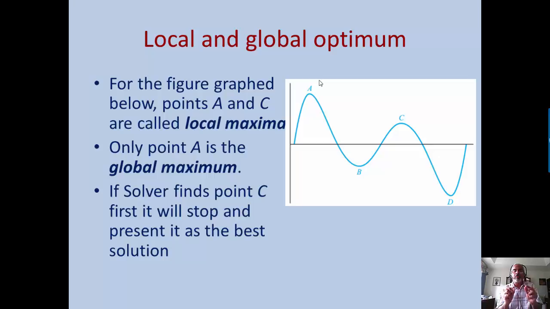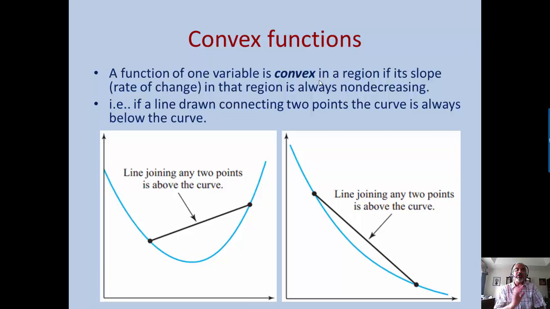So we'll talk more about global and local optimum in just a few minutes. Let's see under what conditions you're guaranteed to get global optimum. So when you have convex functions and concave functions, then you will get global optimum. You are guaranteed to get global. GRG methodology will give you the global optimum.